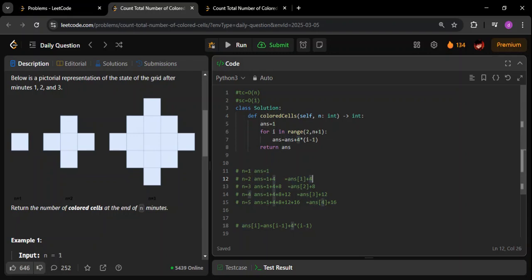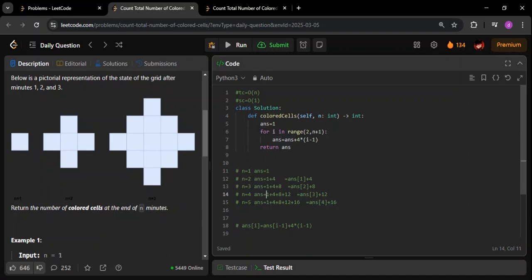Similarly for n equal to 3, it can be written as answer of 2 plus 8, because this is the answer of 2 basically, and we are adding 8 to that. Similarly for n equal to 4, this is the answer, right? So this can be written as answer of 3 plus 12. Similarly for n equal to 5, this can be written as answer of 4 plus 16.